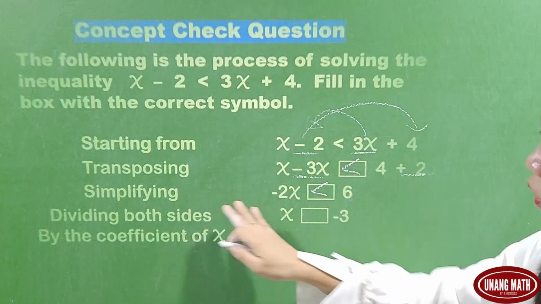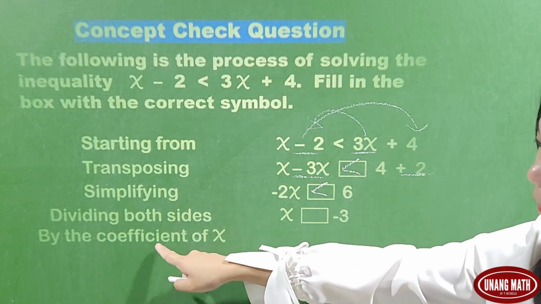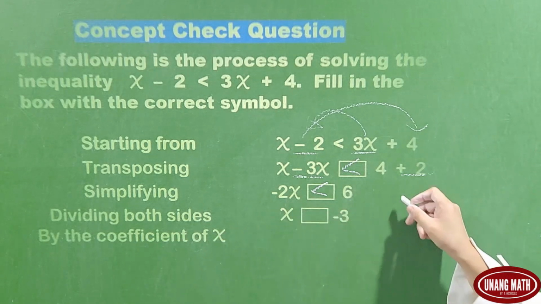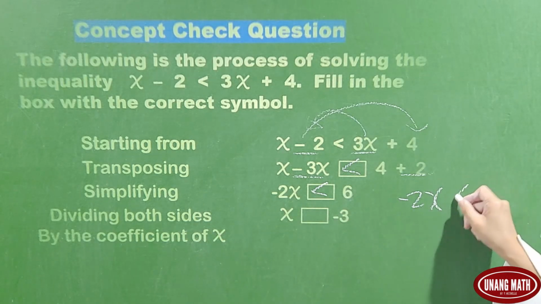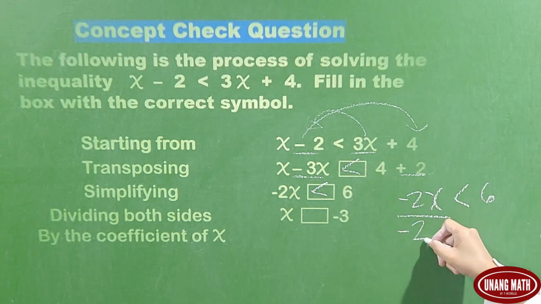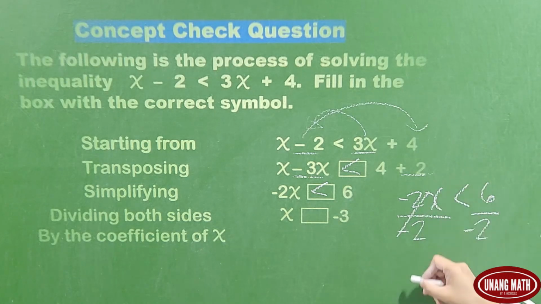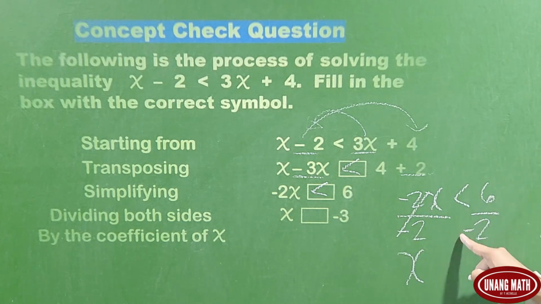Now, to find the value of x, we will divide both sides by the coefficient of x. So negative 2x is less than 6. What's the coefficient of x? Negative 2. So we divide both sides by negative 2. So x is 6 divided by negative 2.